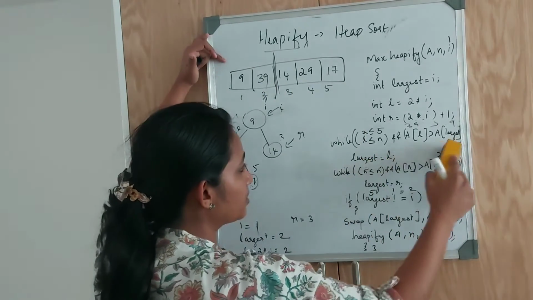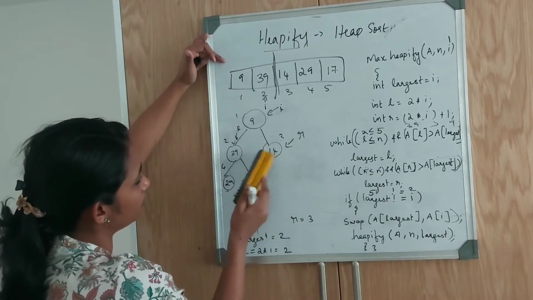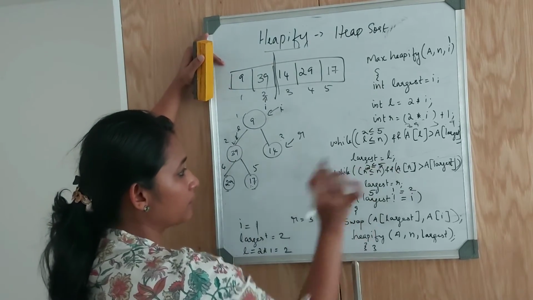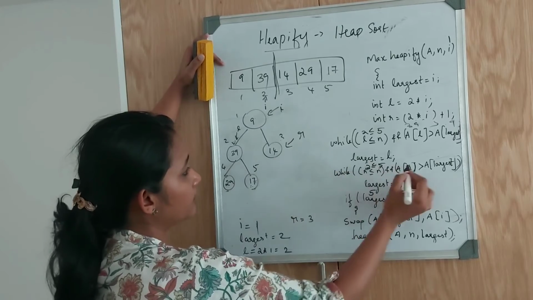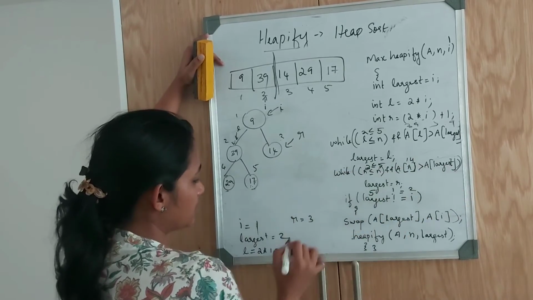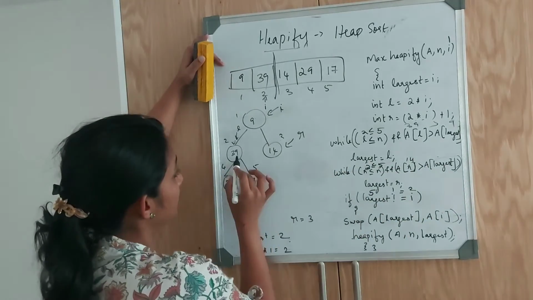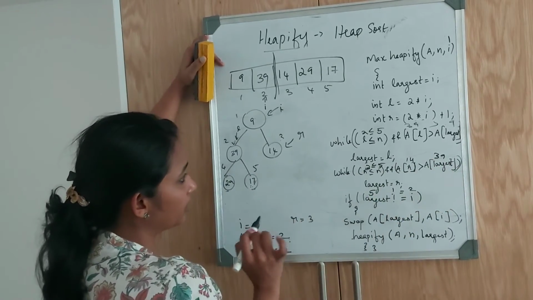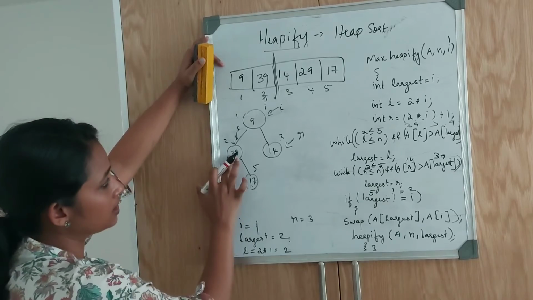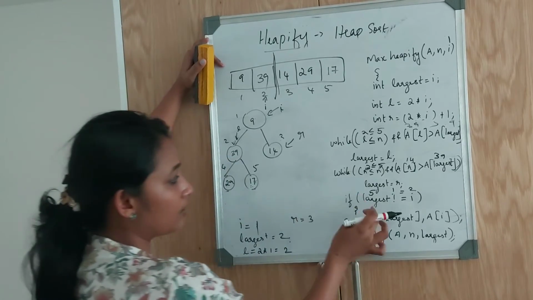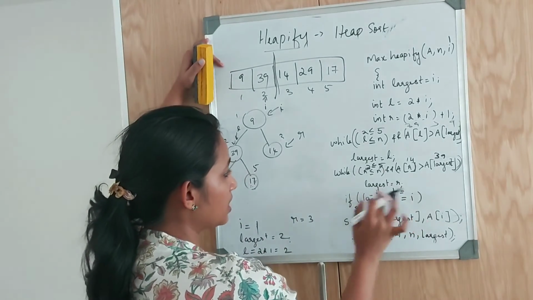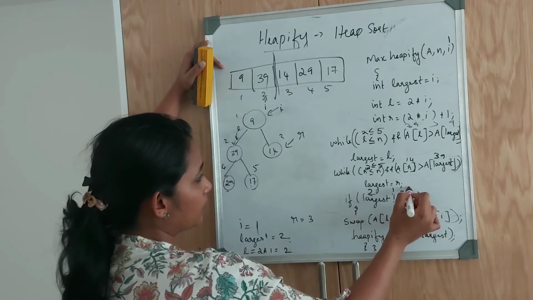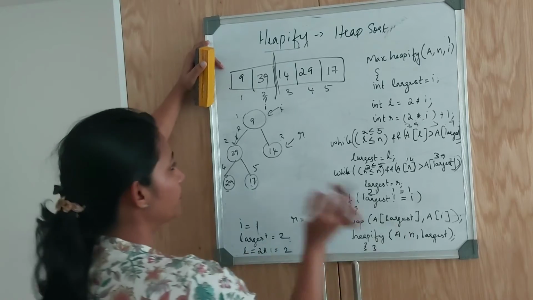Now here, next one, which you're going to work on is right. So right is 3. 3 is less than or equal to 5. Yes, correct. Now A of right is what? 14. A of largest, now largest is 2, right? That is 39. Is it greater than? No. So you got that L is largest, that is 39 is largest. So it will come down and check what is largest? 2. 2 is largest, right? It is not equal to I. What is I? 1. Not equal to. So it is going to swap.